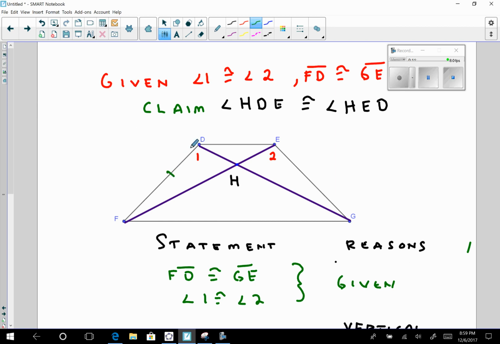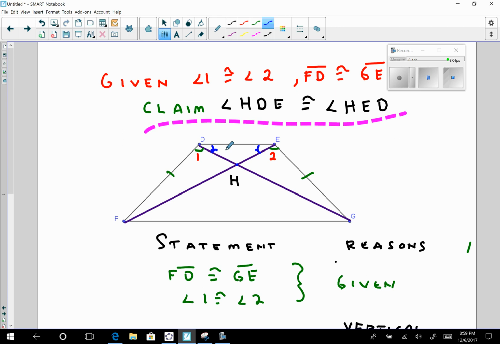I know these are congruent. These corresponding sides are congruent. And I know these angles are congruent, 1 and 2. What my claim is in this problem is that angle HDE is congruent to angle HED. Is this true? That's my claim. Well, I have outlined a proof for you. It is indeed true.